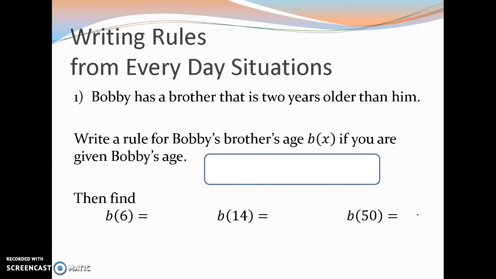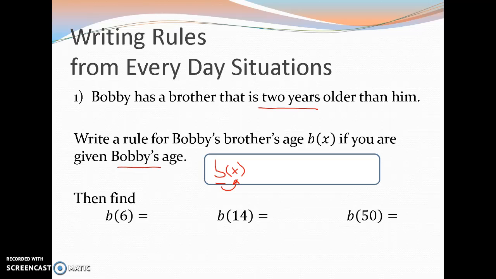So let's start with this problem. Bobby has a brother that is 2 years older than him. So we want to write a rule for his brother's age. So it's going to be b of x. This means that we're going to find his brother's age in terms of an input value for x, where x is Bobby's age. So if we know Bobby's age, we want to be able to figure out what his brother's age is.